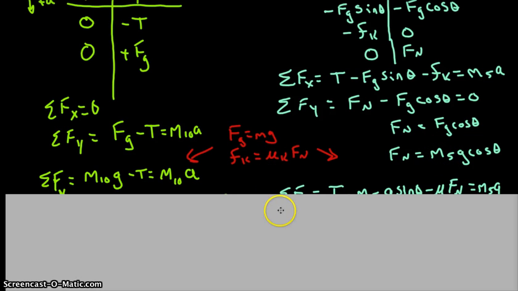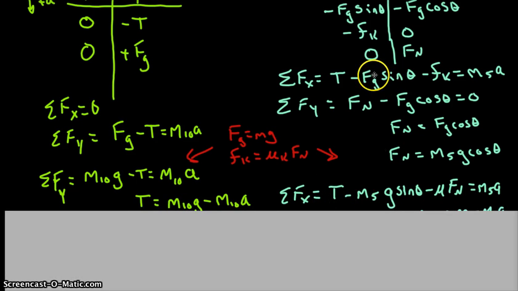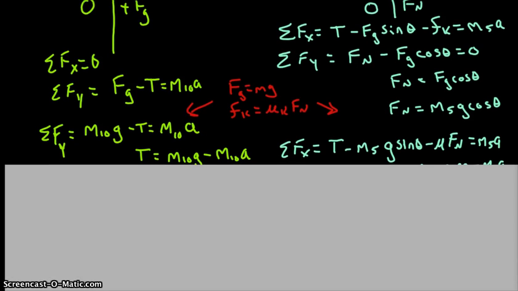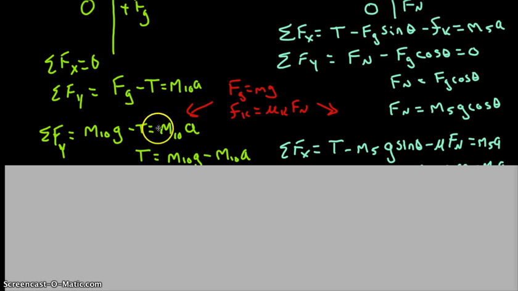And if we do the same thing for the x direction, this Fg is our m5g here, and our force of friction is going to be mu times our normal force. So I'm just restating this x equation with these terms plugged in. We can do that same thing here with our y equation from the 10 kilogram mass. We'll just put m10 times g in for this force of gravity, minus the tension equals the mass of the 10 kilogram times acceleration. All right, so we've just restated those three equations in terms of more fundamental values that we have in the problem.